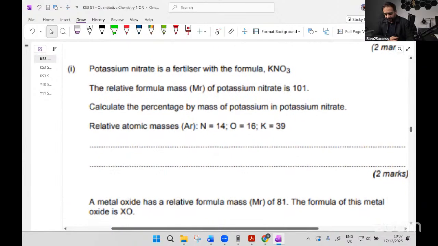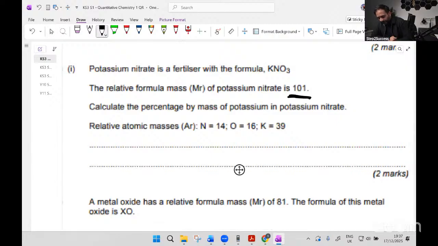Potassium nitrate is a fertilizer, with the formula KNO3. The relative formula mass of potassium nitrate is 101. Calculate the percentage by mass of potassium in potassium nitrate. So they have already done the adding up at the beginning. They've said it all adds up to 101. But now we want to know what percentage of that 101 comes from potassium. Potassium, by the way, is K. So how much of that came from K?